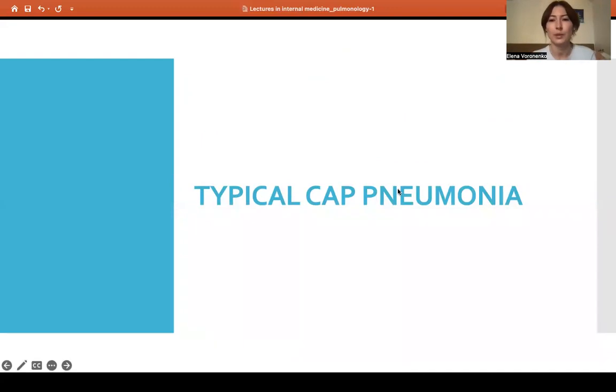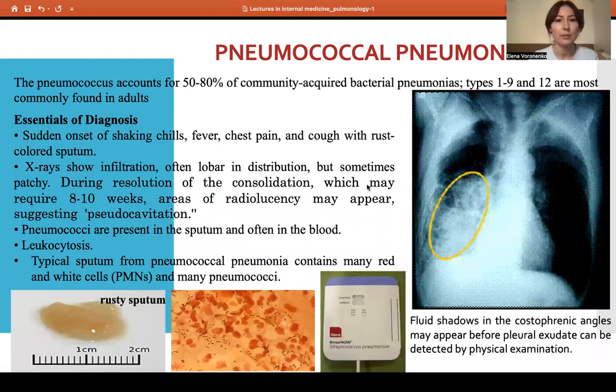Typical CAP pneumonia. The pneumococcus accounts for 50–80% of community-acquired bacterial pneumonias. Types 1 to 9 and 20 are most commonly found in adults. Essentials of diagnosis: sudden onset of shaking, chills, fever, chest pain, and cough with rust-colored sputum.